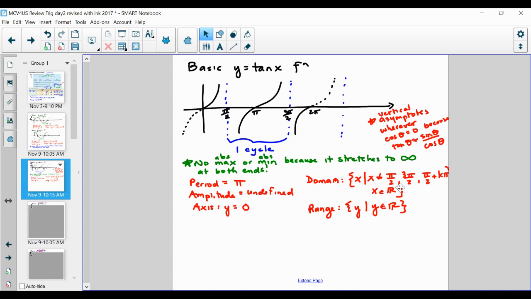And the domain is tricky because we have to include all of these asymptotes. So we usually state this as x cannot equal pi over 2 plus k pi. X cannot equal pi over 2, 3 pi over 2, or any pi over 2 plus a multiple of pi. And the range is y belongs to real because there's no max or min.